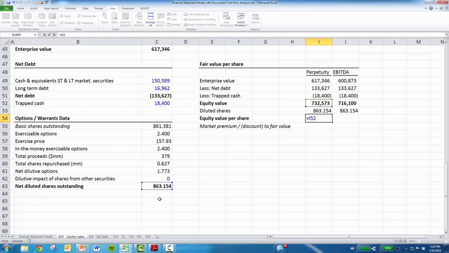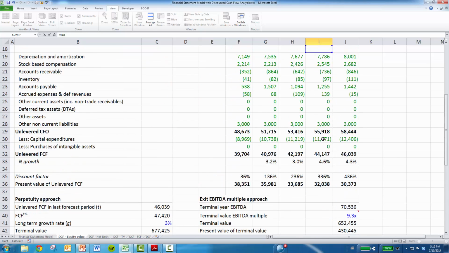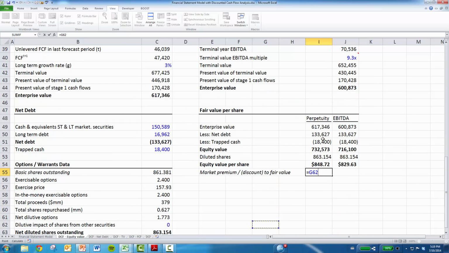So the equity value per share for Apple is between $830 and $850 per share. That is a pretty significant premium. The DCF is valuing Apple more than the market suggests it should. So if we look at this, it's trading at a serious premium to the market. Oh, let's do this. Let's calculate.